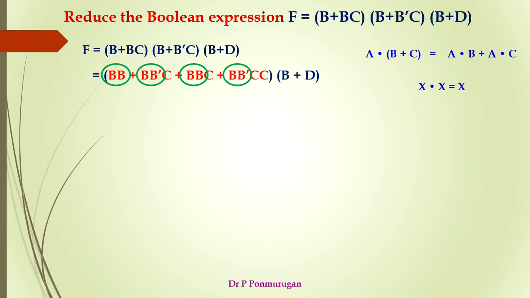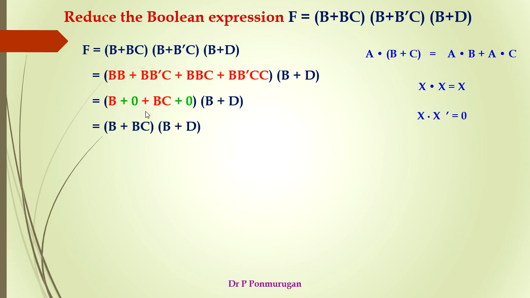And then in these two terms, for b̄, as per this law, since x·x̄ is equal to 0, these two terms will become 0. So after the implementation of these laws or identities, we will have this expression. We can rewrite it like this. Now we can take b as common from the first term, so it will be b·(1 + c), and we know that x + 1 is equal to 1. This is one of the laws. So as per this law, we can have this expression as b·(b + d).